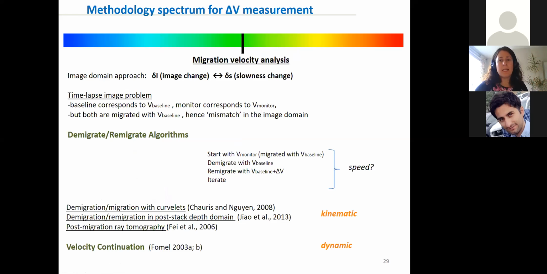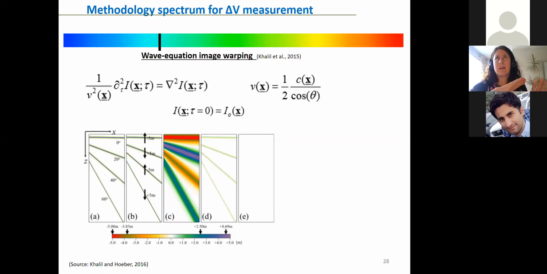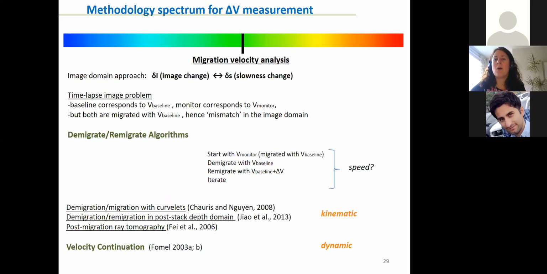So closing now, all these methods, I call them in a nutshell, they are all 1D methods, even though sometimes they go into a semi-3D domain. But now we move on to the next category in the methodology spectrum for velocity change measurement, which is migration velocity analysis.